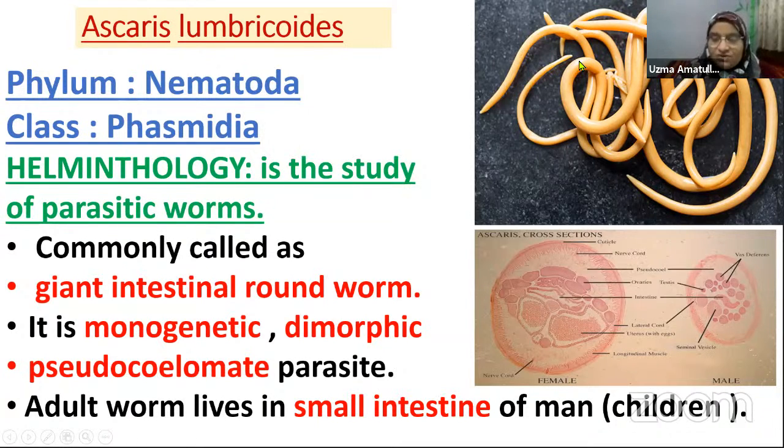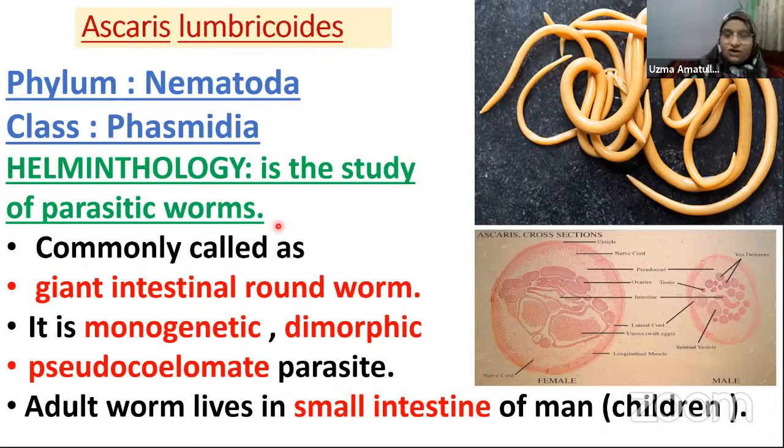If you cut this worm and see the TS, the transverse section, it will look like this. Here you can see how it is from inside. That is why these worms are given the name roundworms. They belong to the class Phasmidia. Now, helminthology is the study of parasitic worms. Helminth means worms and logy means study.